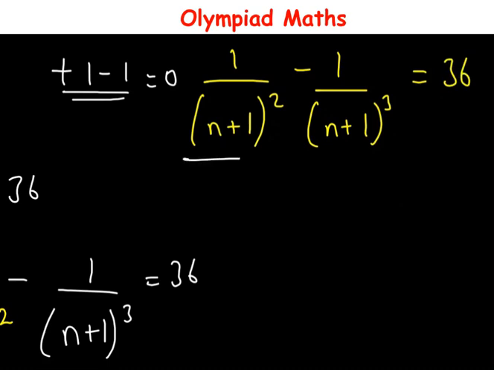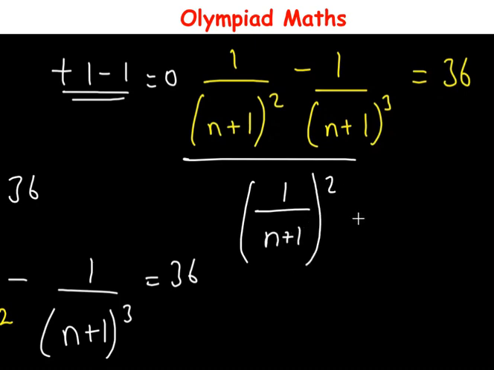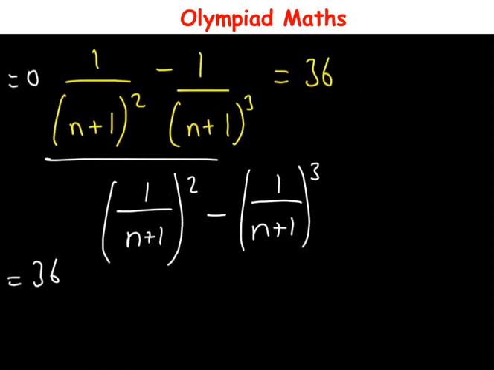Next, we can write this as (1 over n plus 1) all raised to power 2 minus (1 over n plus 1) all raised to power 3. Okay, and this is equal to 36. You see, if we open the bracket back, we're going to have 1 squared is 1, 1 raised to power 3 is 1. Good.